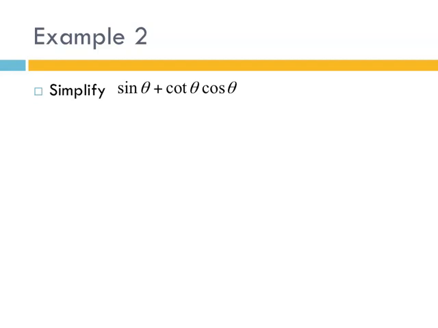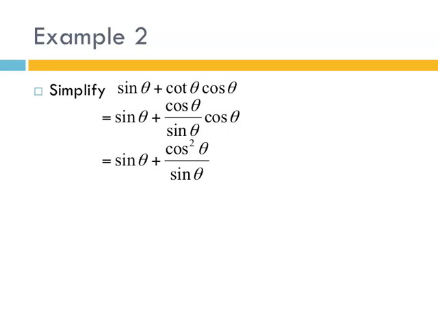Now with a quotient identity, we can write cotangent as cosine over sine. Now this does look like it's going to get more complicated, but let's just see where this takes us. If I multiply those two together, I have cosine squared over sine theta. Now, if I'm trying to simplify this, right now I still have two terms. If I want it to be just one term, I'm going to have to add those two things together.